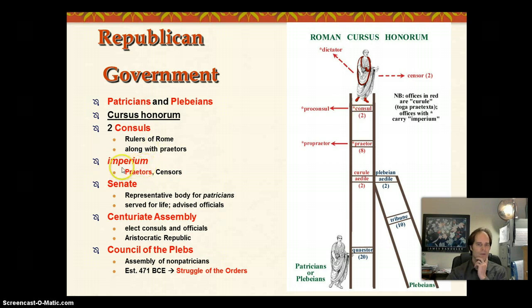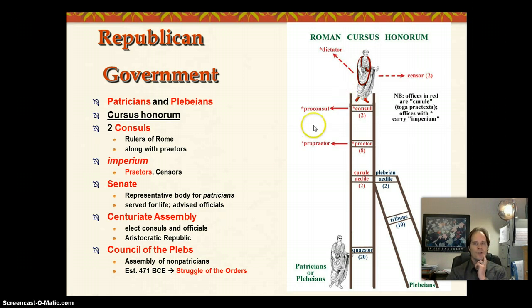They were given the power or the authority of imperium, so what they said went. But the challenge with being a consul is that after you serve your 1-year term as a consul that you will then move on into the Senate.